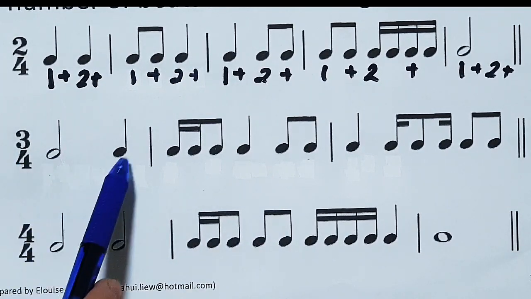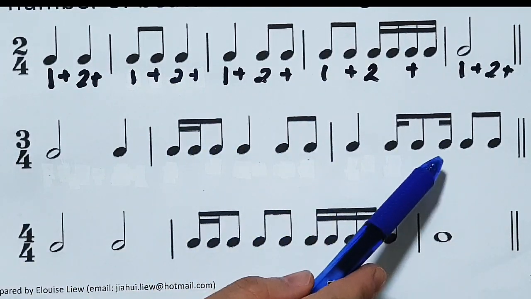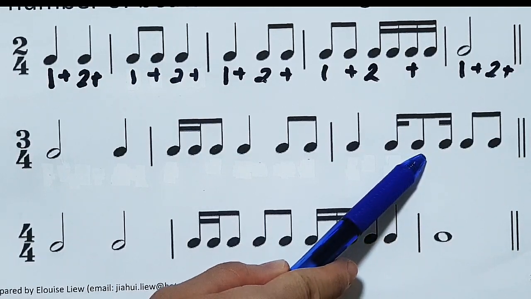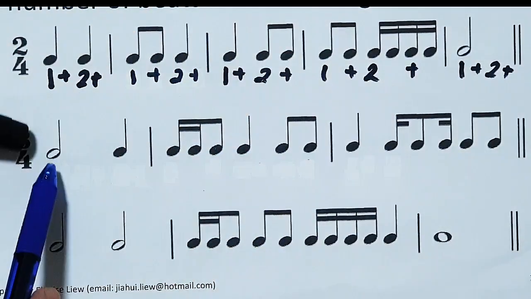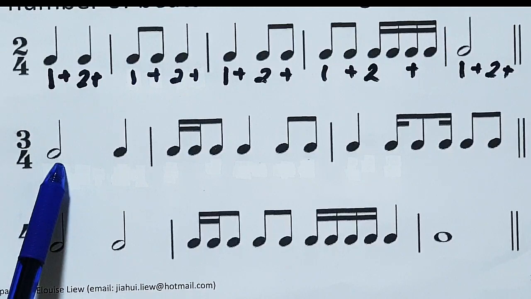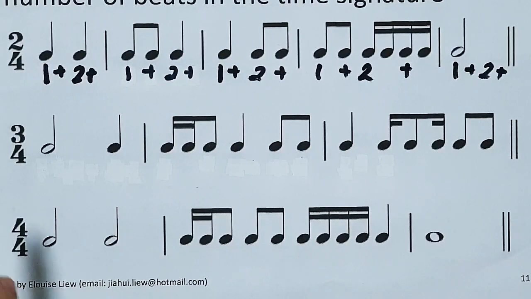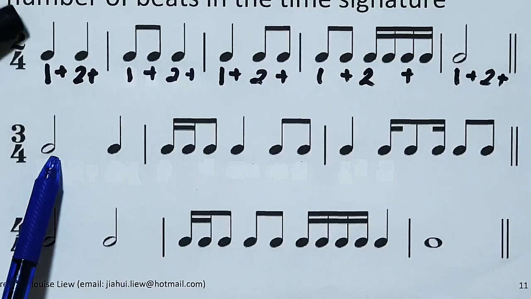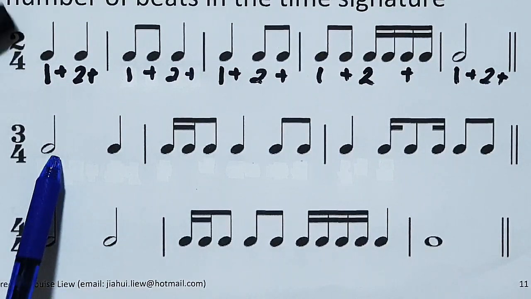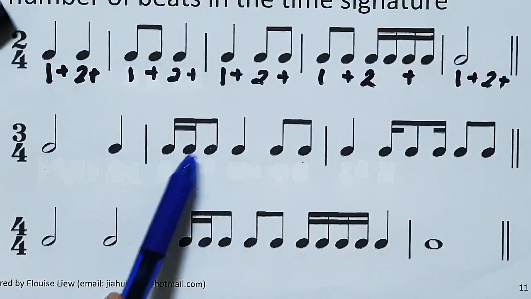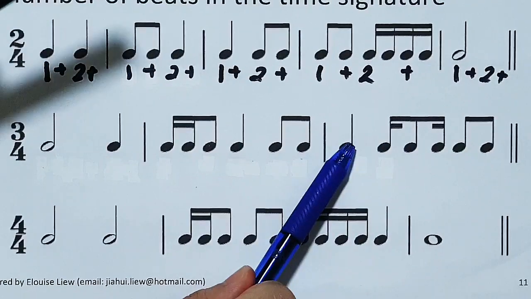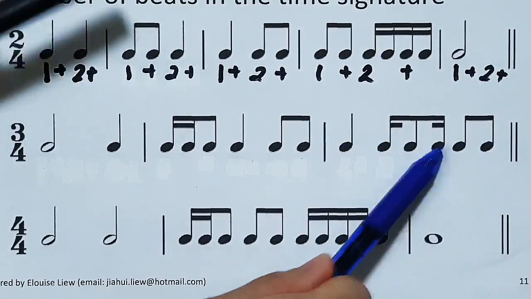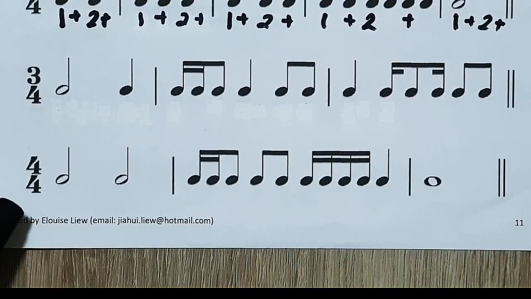3/4. Each bar should have 3 beats. But because of this weird combination, I'm gonna count in semiquavers. 1 crotchet has 4 semiquavers. So here, there are 2 beats. That should be 8 semiquavers. I'll be doing it really slow, okay? 4/4, 4 beats in each bar.